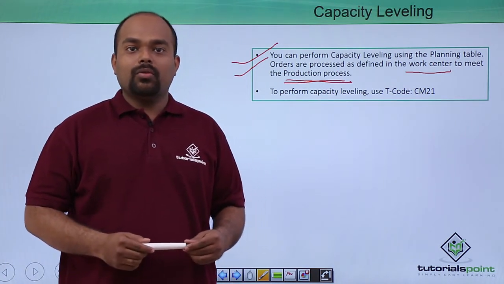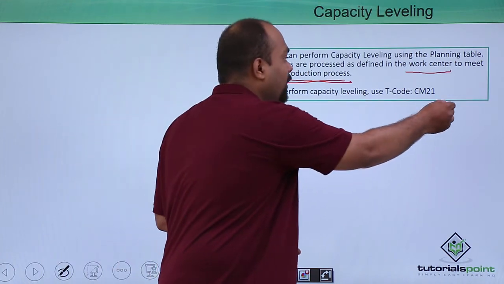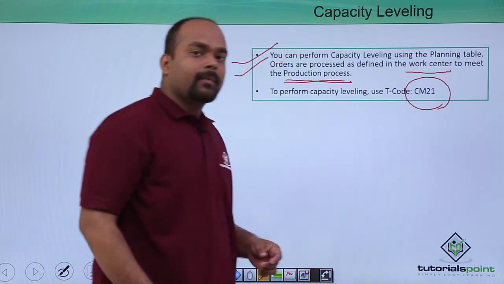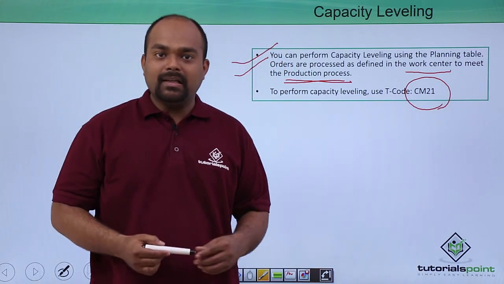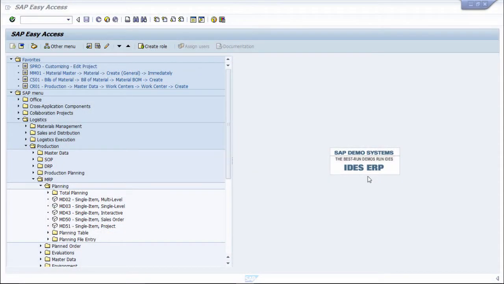So the transaction code used for capacity leveling is CM21. We will see in practical how the capacity leveling will work. In this practical of SAP PP, we will see capacity leveling. So for that capacity leveling, the orders are processed as defined in the work center to meet the production process.